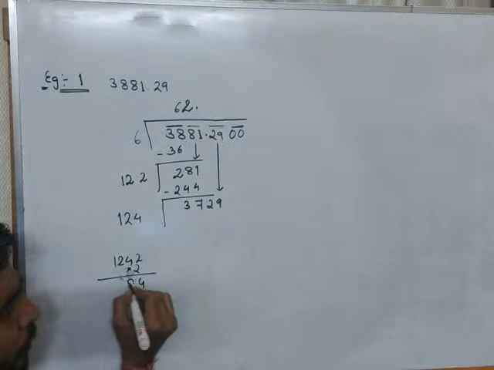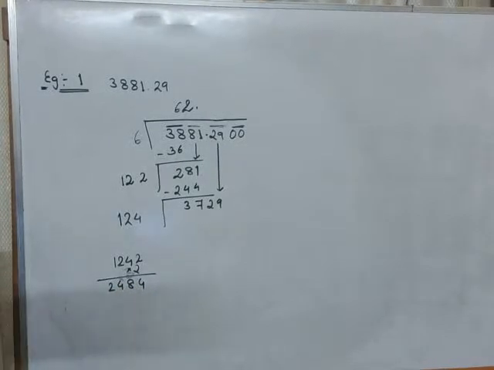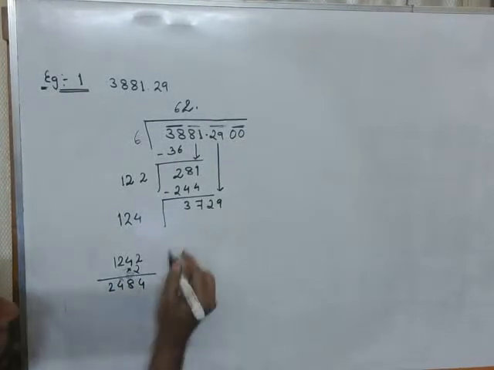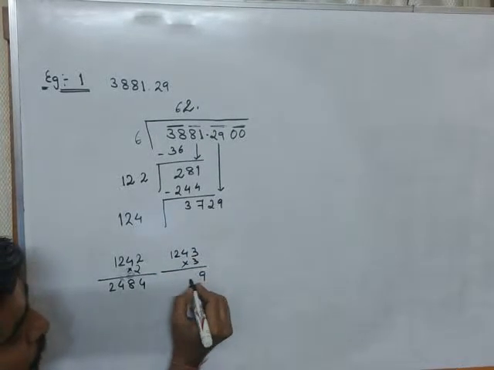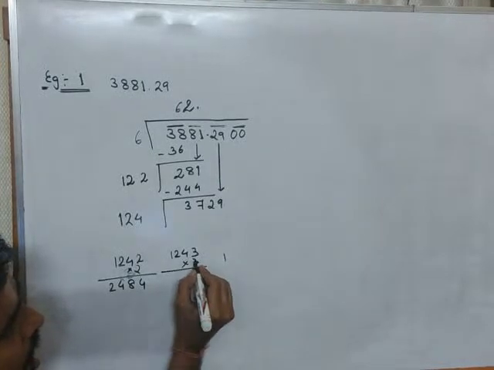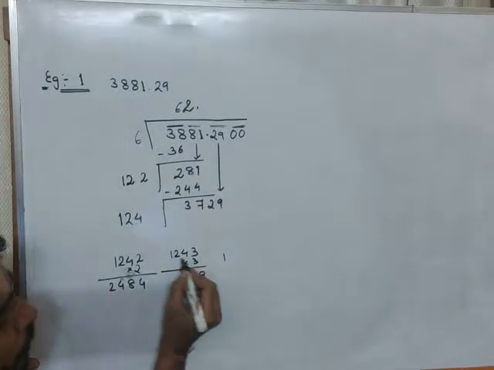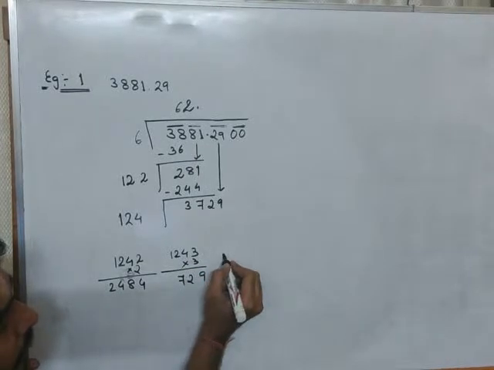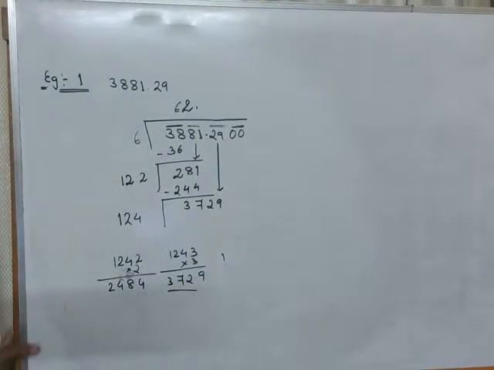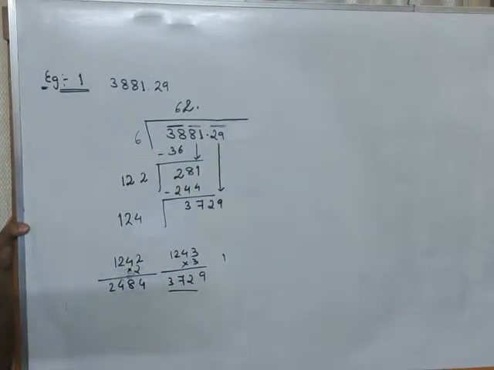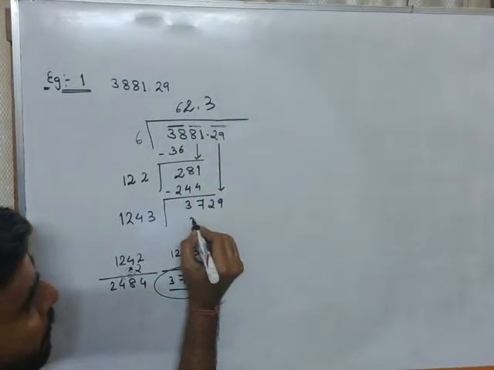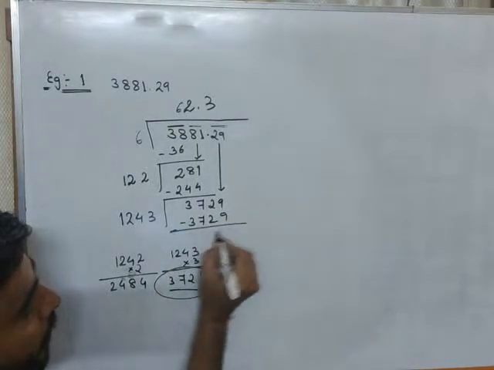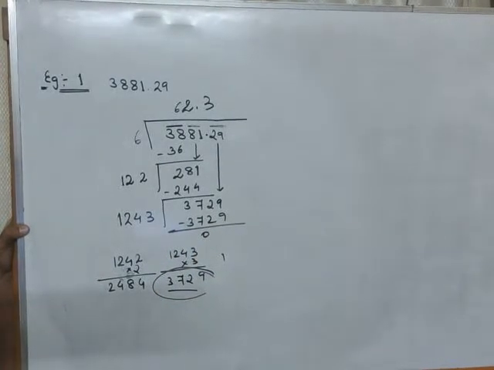2 into 2 is 4. 4 into 2 is 8. 4 and 2. Let me check 3 times. 4 into 3 is 12, carry 1. Now 3 into 2 is 6, and 6 and 1 is 7. 3 into 1 is 3. So I got the number, so I don't need this pair. Okay, I got 3729. After subtracting, I got remainder 0.